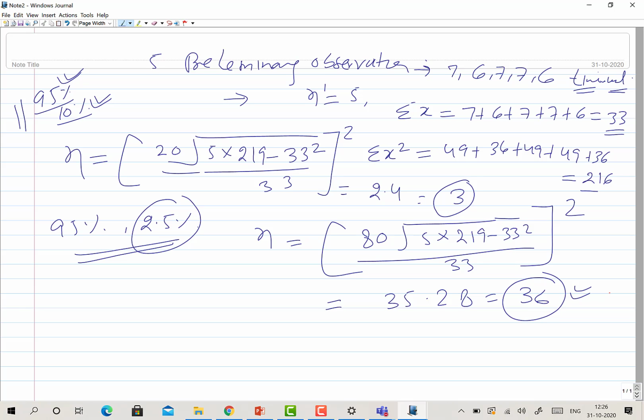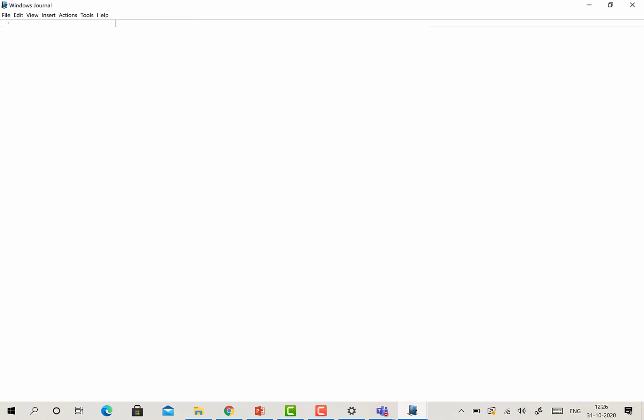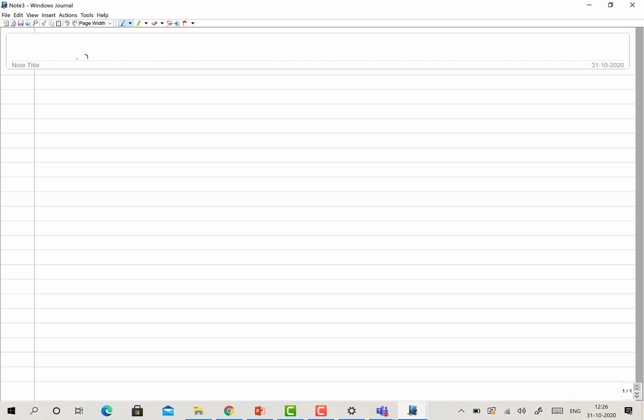Okay, now we'll see another aspect that is related to the qualified worker and the average worker. So what is a qualified worker, and what is an average worker?